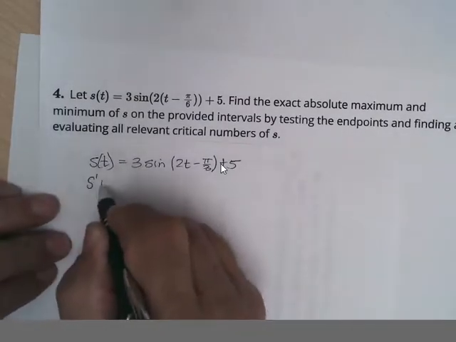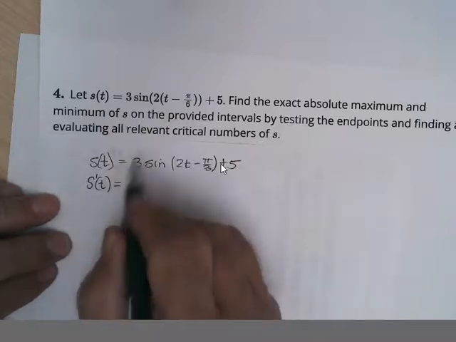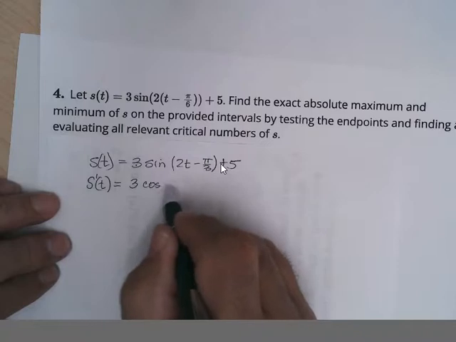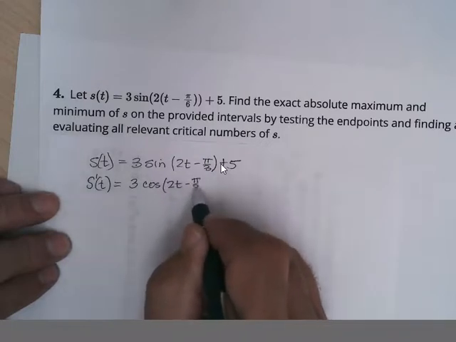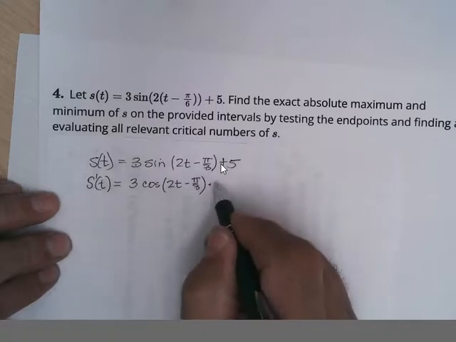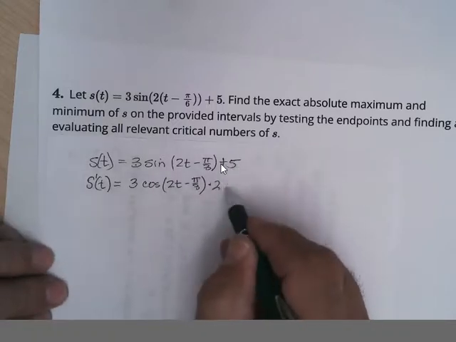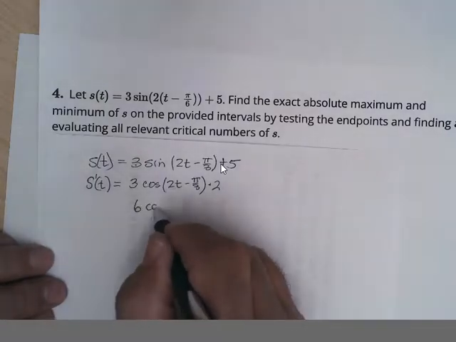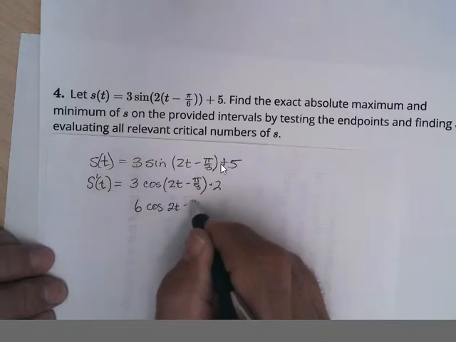S prime of t, that's a constant times this, so it's going to be 3, the derivative of sine is cosine of 2t minus pi over 3, times the derivative of the inside, which is 2, plus the derivative of 5, which is 0. So this is 6 cosine of 2t minus pi over 3.